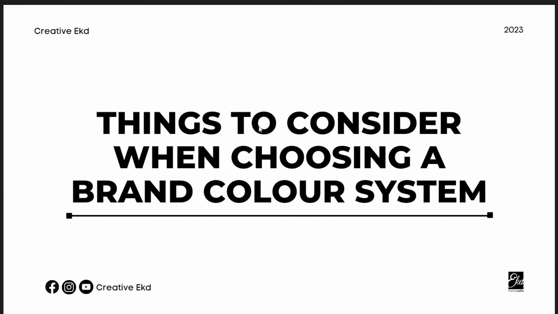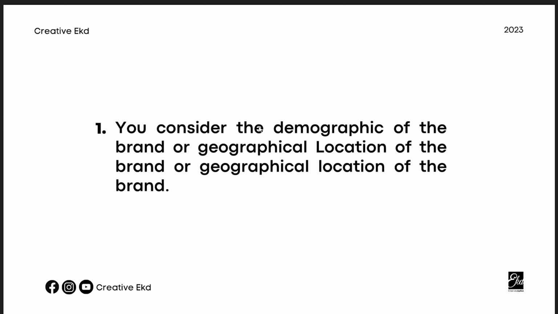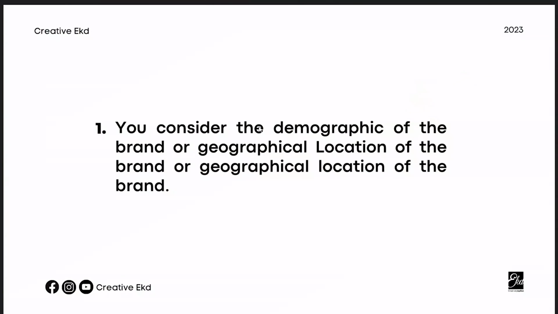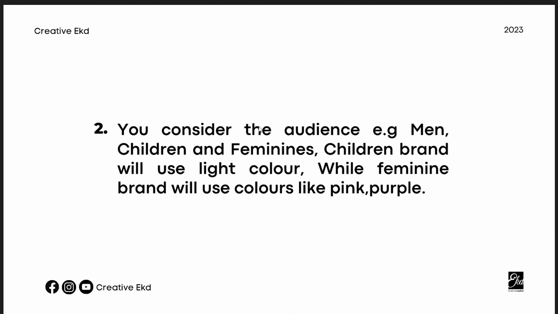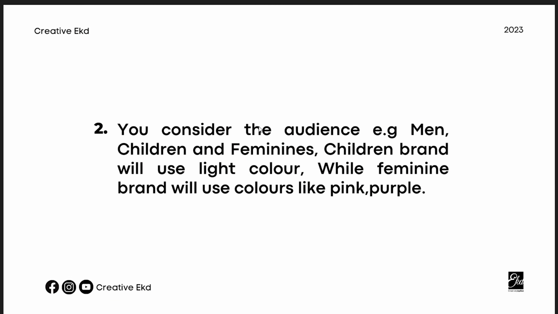Okay, so without wasting much time, let us begin. Things to consider when choosing a brand color system. Number one is that you have to consider the demographic of the brand. Demographic has to do with the sex, the age range that would patronize the brand and things like that. You also have to look at the geographical location. Like I said the previous time, I'm not going to be wasting much time on this because I've covered almost all of this before. So you consider the audience also, and this can still be the demographic. If it's children, if it's a feminine brand, the last time I talked about colors to use for brands that have to do with children, or if it's a feminine brand, how to go about it.